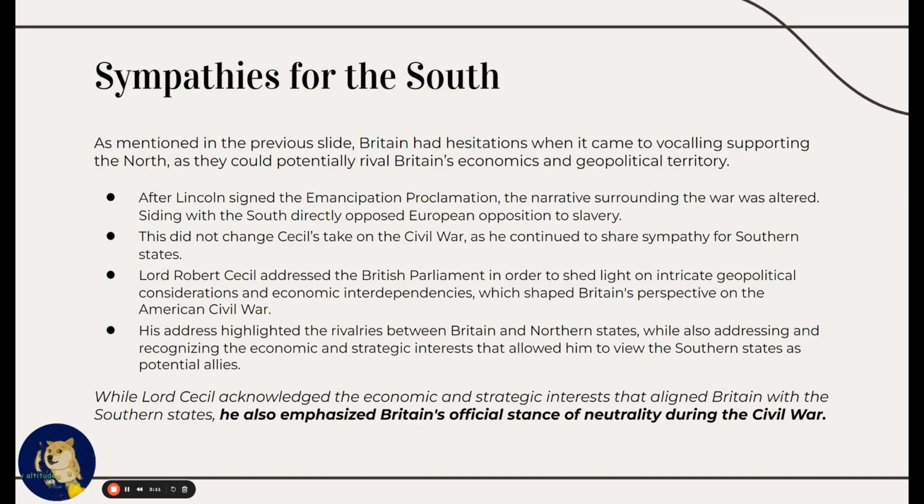He addressed the British Parliament, highlighting complex geopolitical and economic factors that shaped Britain's stance on the war. Cecil acknowledged the rivalries with the North while recognizing economic and strategic interests that aligned Britain with the South. However, he emphasized Britain's official neutrality during the conflict.